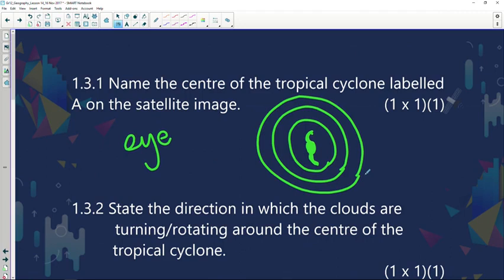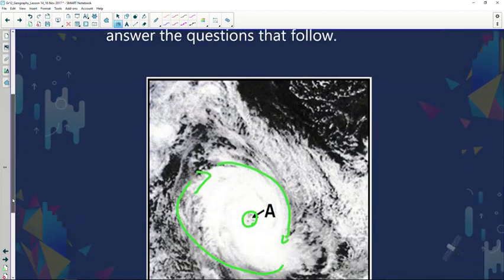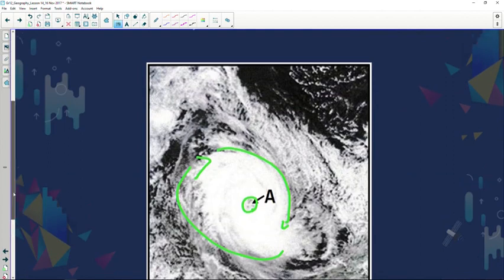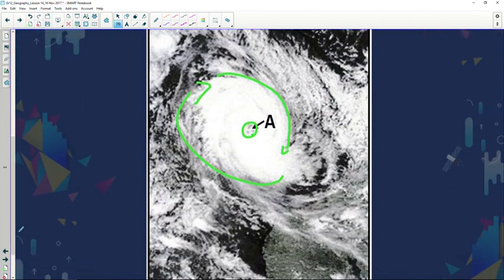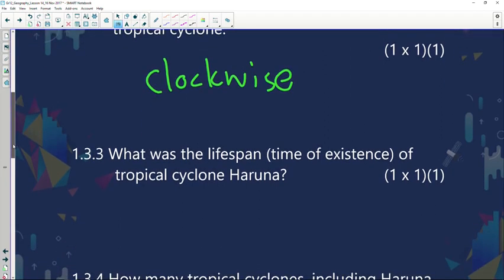State the direction in which the clouds are rotating around the center of the tropical cyclone. We've already established that. If you look at the satellite image, you can see it's a clockwise circulation of air in this tropical cyclone, so it means it's taking place in the southern hemisphere. Okay, so we can just add over here, clockwise.